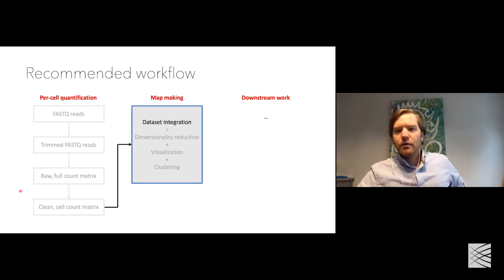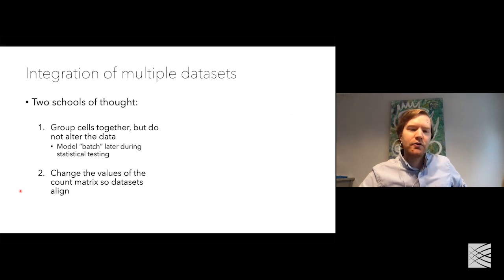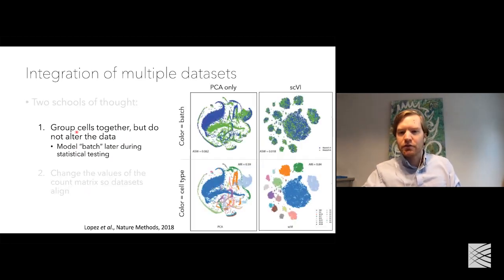Okay, but I will try to pack in a few more things before we have to end. I definitely put in too many things, but when you have many data sets, it's important to consider batch effect correction. There are two schools of thought. Generally, one is to use batch effect correction to group cells, but don't touch the raw data. Model the batch later during statistical testing. Another school of thought is reach in and change the values of the count matrix so that you can align everything. I'm personally a big fan of school of thought one. Use batch effect correction to group the cells, but don't change the raw data. Model batch later during statistical testing.